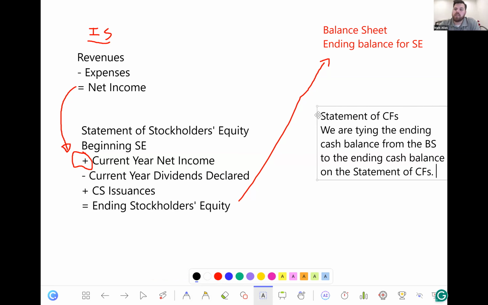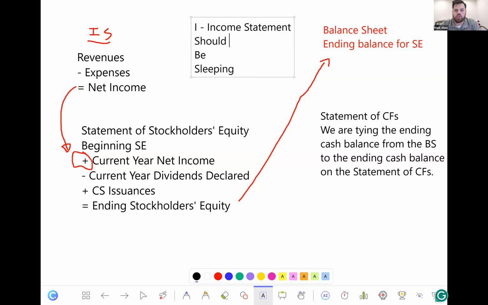Now, what this means is there is a system of internal checks between these statements that allows us to make sure these things have been completed correctly. It's why they have to be prepared in this order. Now, this leads us to a really handy mnemonic, which is I should be sleeping. ISBS. I represents the income statement. Should represents the statement of stockholders' equity. B represents the balance sheet. And sleeping represents the statement of cash flows.